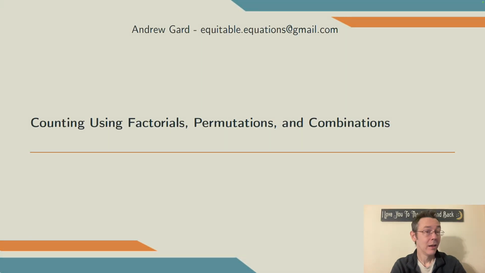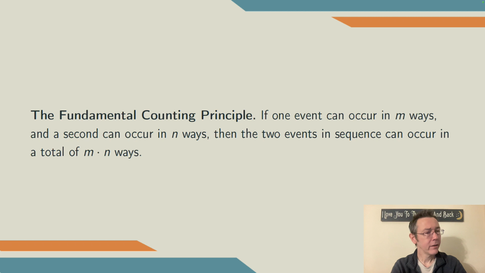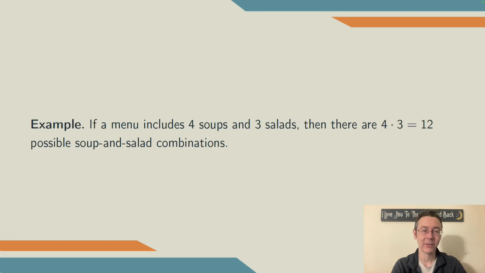Hey everybody! Today we're learning to count using factorials, permutations, and combinations. All of these things rest on the fundamental counting principle, which says that if you have two events, and the first one can occur in m ways, and the second can occur in n ways, then the total number of ways the two things can happen is m times n, so you just multiply the number of ways.